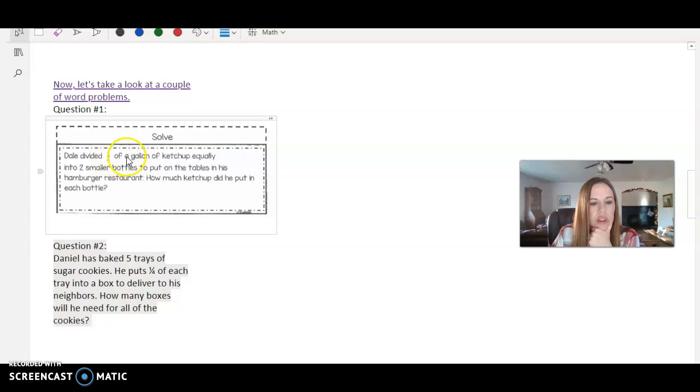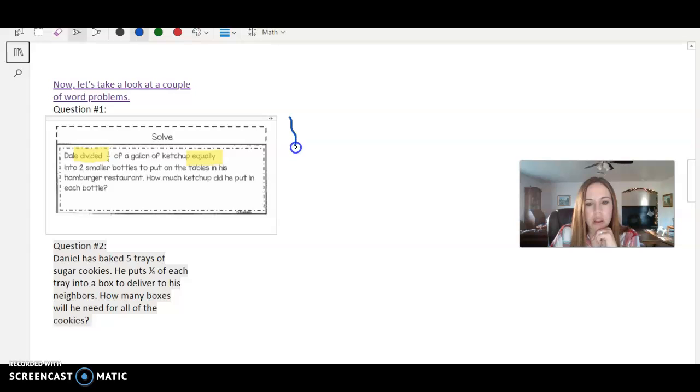Dale divided 1/4 of a gallon of ketchup equally into two smaller bottles to put on the tables in his hamburger restaurant. How much ketchup did he put in each bottle? So this is kind of a good question because he really tells us what we're doing. We're dividing equally. Those are our two big keywords. So we know that obviously we're going to divide. And then it basically tells us exactly what we're going to divide and into how many groups. So it says he divided 1/4 of a gallon equally into two smaller bottles or two groups.